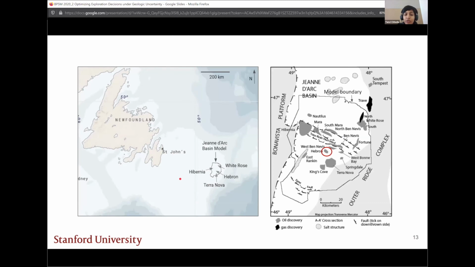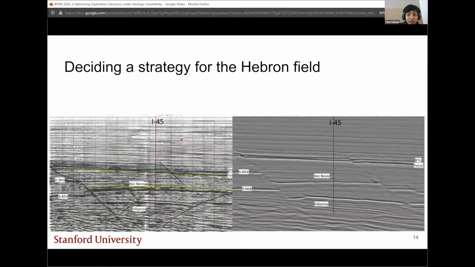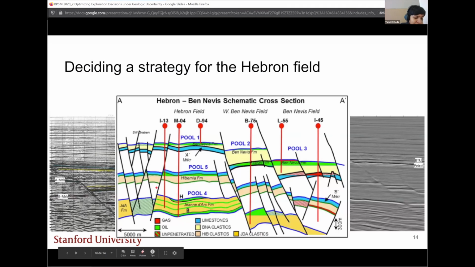Just to remind you where the Hebron field is, it's right here in the center of the basin. And this is the first 2D seismic that was obtained in 1981. And this is the 3D seismic that was obtained 2 decades later. From the initial 2D seismic, we see that we had some idea of fault blocks, but there were no direct hydrocarbon indicators.